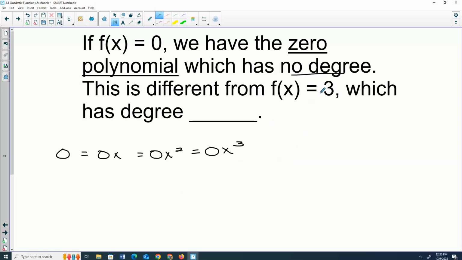But if I say f of x is equal to 3, so it's just a constant, is 3 the same thing as 3x? No. What would the exponent have to be on that x to make them identical? 0, because anything to the 0 power becomes a 1. So if it's a constant other than 0, the degree is 0. Another way of thinking about it, degree is like how many variables. If I just say 5, how many variables are there? 0. There is no variable.